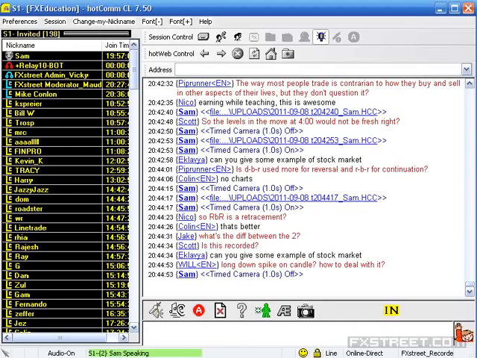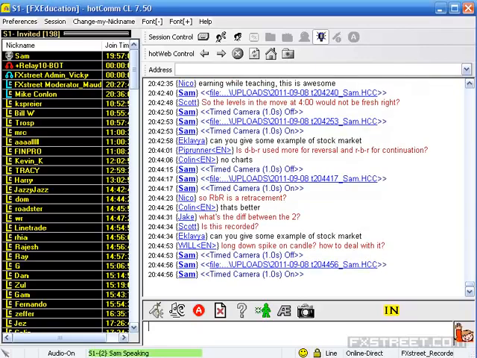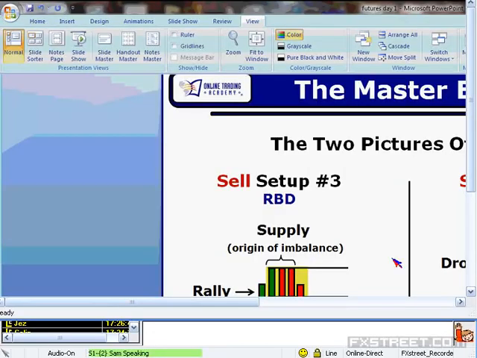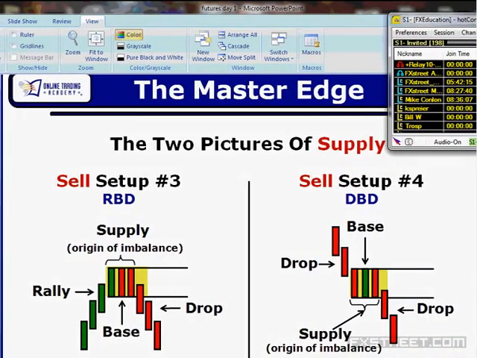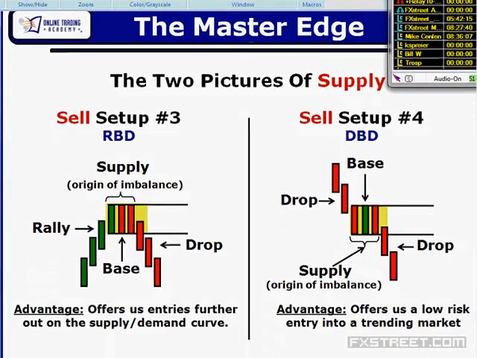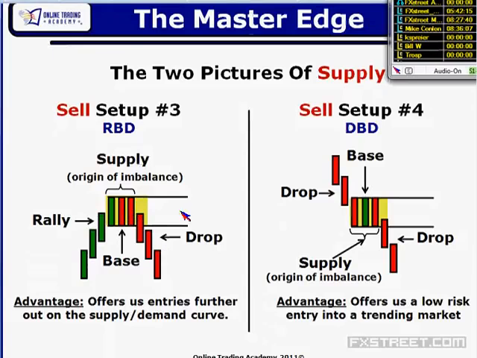Let's real quickly go over this one here. Once you see this picture, two pictures of supply: rally, base, drop, and drop, base, drop. The advantage of the one on the left is that it's going to offer you entries far out on the supply-demand curve. Remember, when you're entering positions far out on the supply-demand curve, the odds are more stacked in your favor.